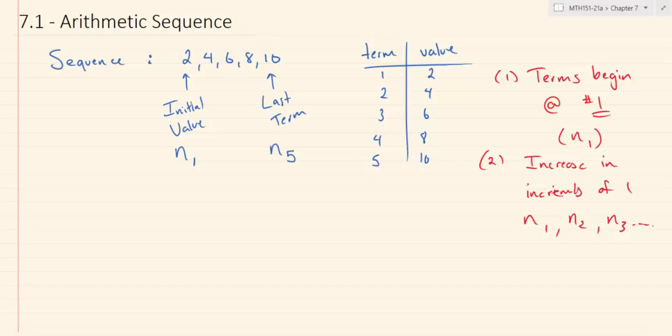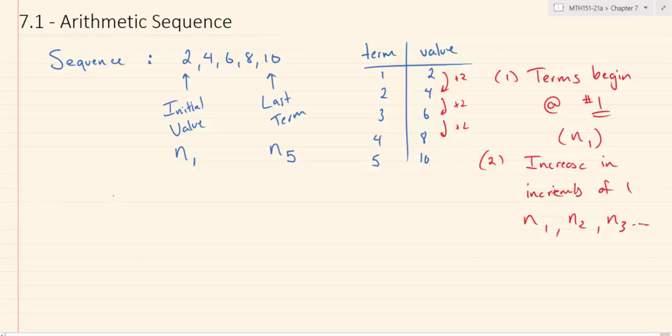Now there is a pattern to this. These just aren't random numbers that we selected. And in this case, the pattern is, in order to go from one term to the next, you're adding 2 each iteration. Plus 2, plus 2, plus 2. And this is a pretty simple sequence. Okay, let's go with something that's maybe a little bit more complicated.